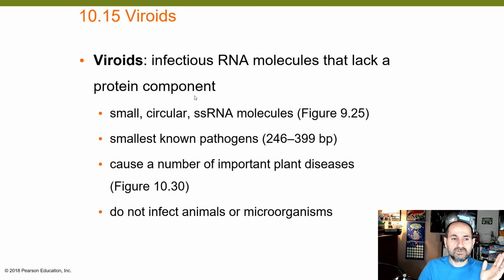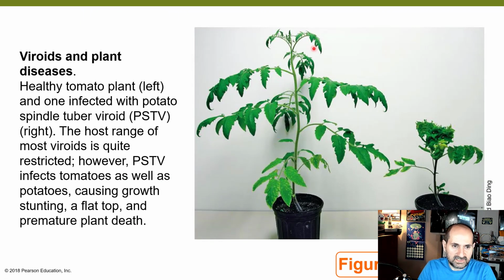Similar to virusoids. Remember, hepatitis D virus is a virusoid. It's a piece of RNA with no DNA and no protein component. Well, this is similar. It's got no protein component. Viroids are small circular single-strand RNA molecules, the smallest known pathogens, just a couple hundred base pairs. They cause a number of important plant diseases, and do not infect animals or microorganisms. So here you can see a healthy tomato plant on the left and a sick tomato plant on the right. This tomato plant is infected with the viroid.